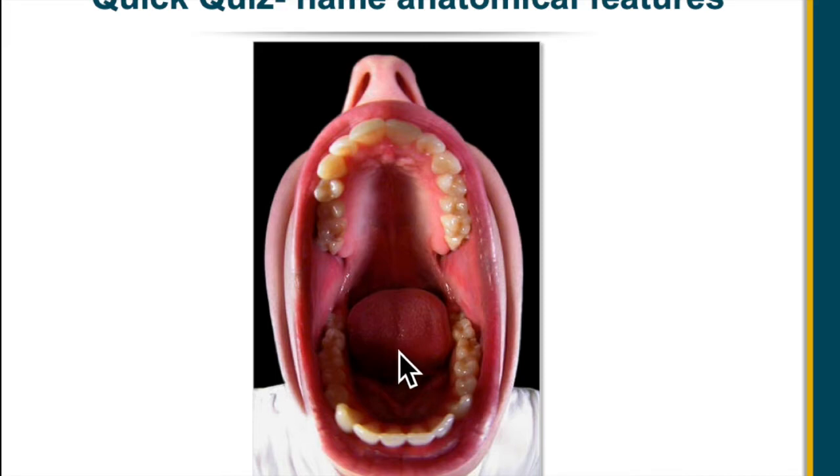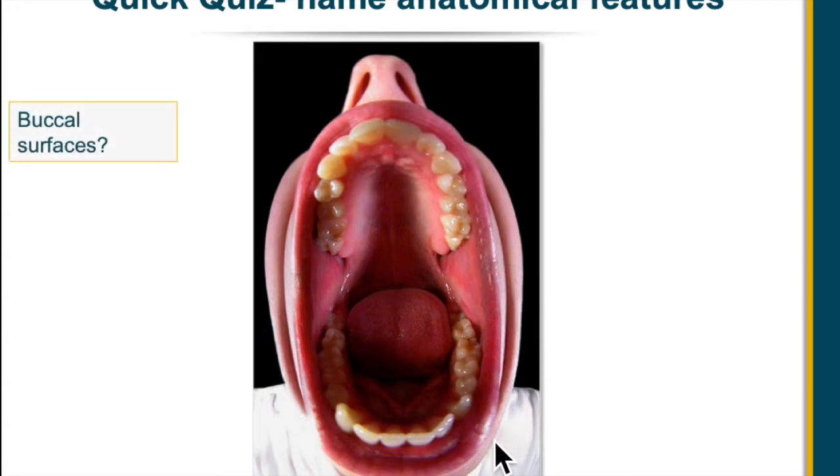Anatomical features, this would be the tongue, soft palate, hard palate, incisors, premolars, molars, pterygomandibular raphe. Here's some new ones for you, just for interest's sake. This would be the maxillary tuberosity. If this patient had no teeth back here, this would be the retromolar pad. This is the lingual frenum inside here. The labial frenum would be underneath the lip here. You cannot see it, but it would be underneath there.